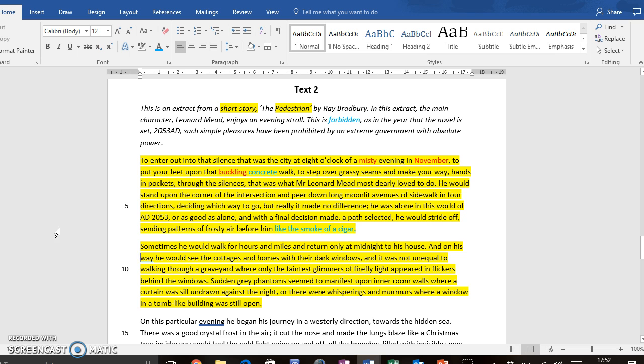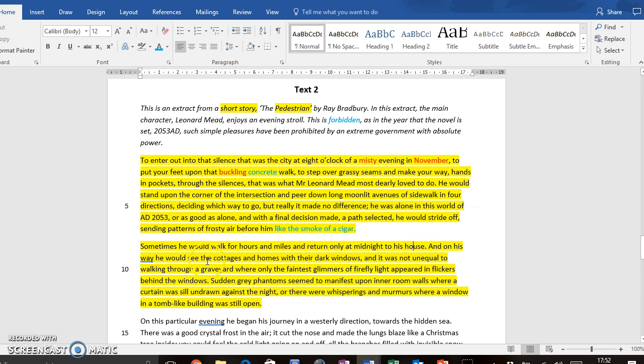And then as the extract moves on, it goes on to tell us that he's done this previously, as suggested earlier. "Sometimes he'd walk for hours and miles and return only at midnight to his house." That's quite a short sentence, and the writer wants us to pause there on that time, that midnight, and think, it's a forbidden time. It's got connotations, links with a spooky, gothic atmosphere that we could really explain.